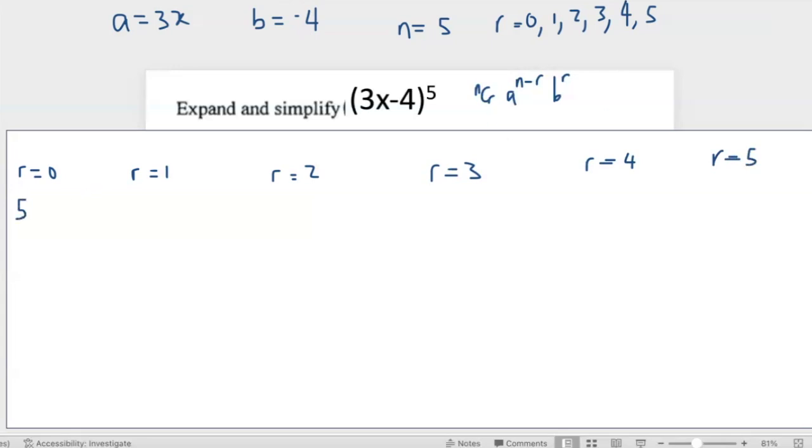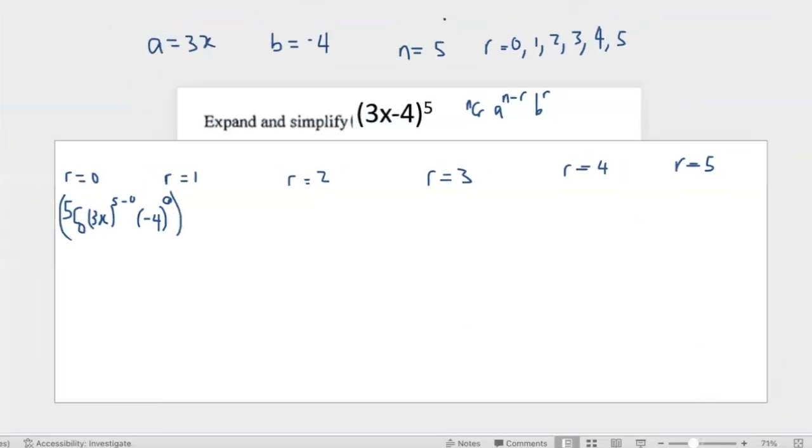So replace n to be 5. I'll have 5C r, r is 0, so I'll have a 0 here. What's my a? It's 3x, so I'm going to have my 3x here. And then what's my power? n minus r, so n is 5 and r is 0. What's b? Our b is -4, so I replace b with -4, and r is 0. So that's my first part that I have done here.